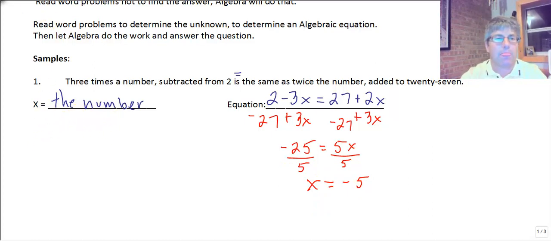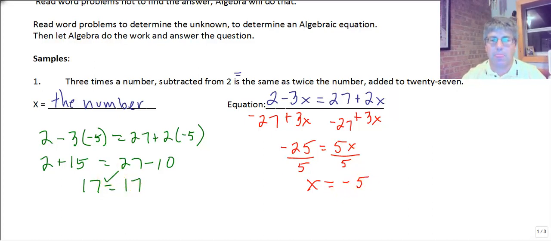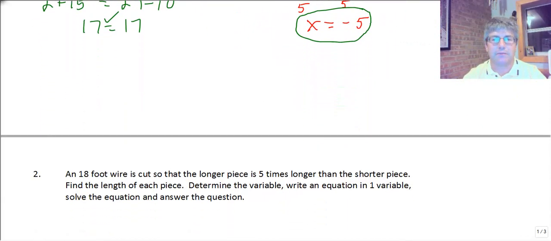Let's check it out. So we have 2 minus 3 times negative 5 has to equal 27 plus 2 times negative 5. That is 2 plus 15 equals 27 minus 10. And sure enough, 17 equals 17, so that checks out. Our number is indeed negative 5.